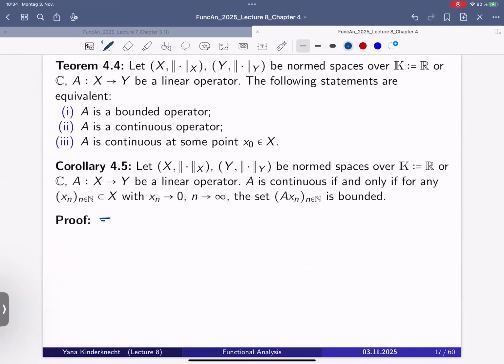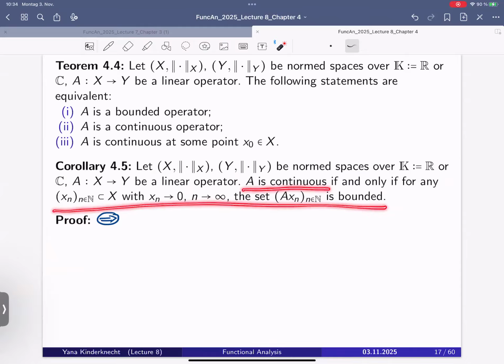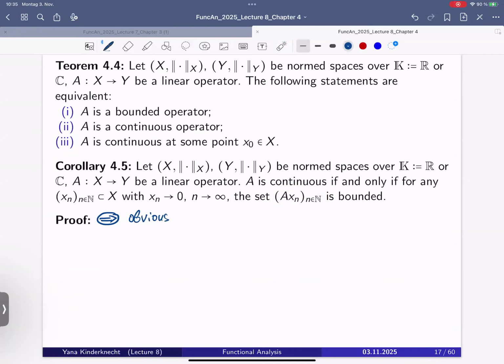So in this direction, that is, if A is continuous, then this is true. Because if A is continuous, it is continuous also in 0, and then for any xn tending to 0, A of xn also tends to 0. And since this is a convergent sequence, it is bounded. So this direction is obvious. Opposite direction.